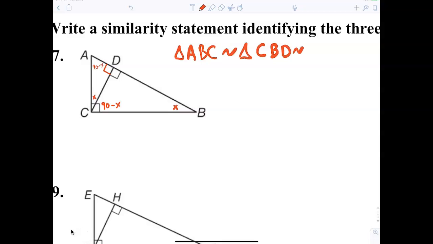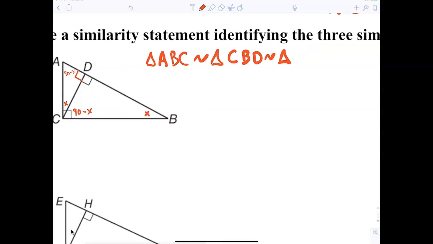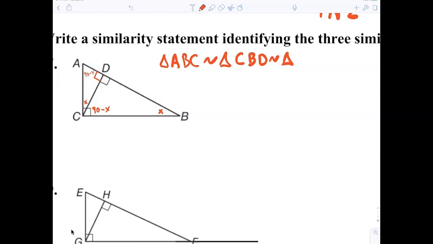CBD is similar to triangle. All right, now I'm doing the small one. Remember, we start out with the large angle. The large angle was 90 minus x, right? So that has to be A. And then B was x, right? So then it would be C, and then it would be D.